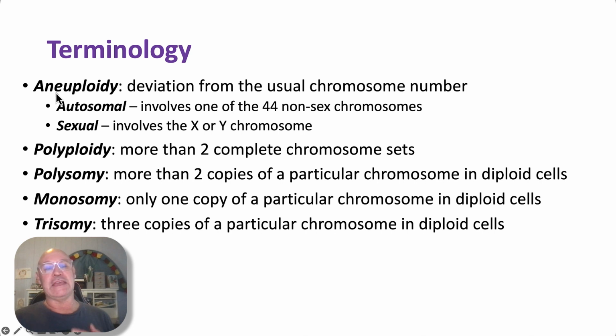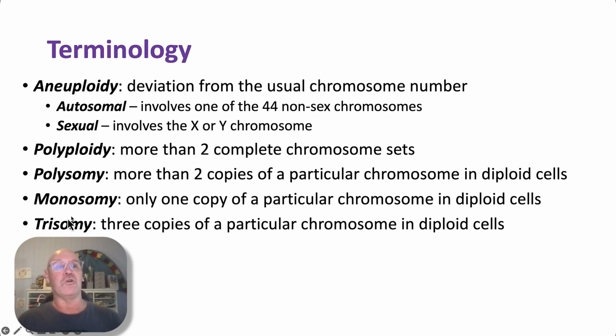So aneuploidy is where we have a deviation from the usual chromosome number, where it affects the somatic. So somal means somatic. When it affects those 1 to 22 non-sex chromosomes, we call it autosomal. And if it involves the X or Y chromosome, the sex chromosomes, we call it sexual aneuploidy. Now, we've also got this term polyploidy. So poly means many, ploidy meaning chromosome set. So it means more than 2 complete chromosome sets.